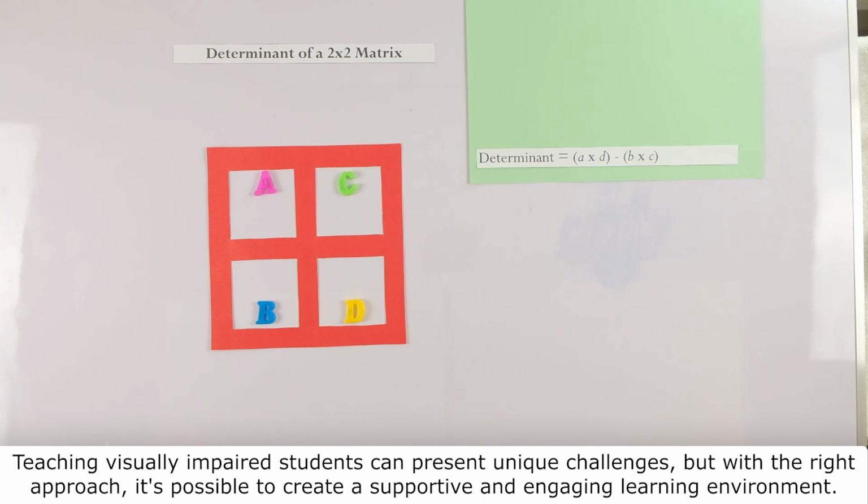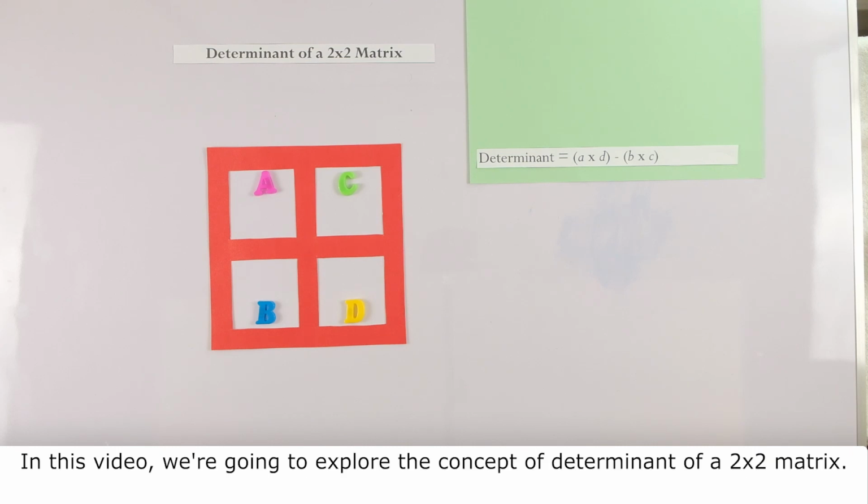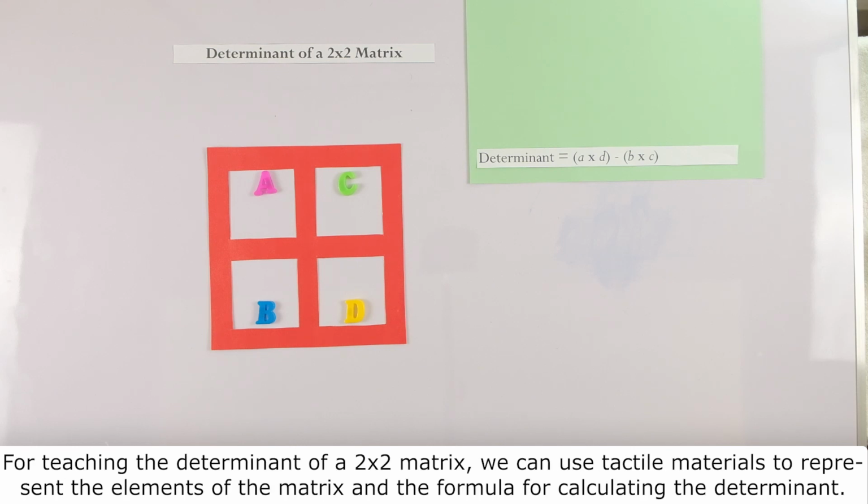Teaching visually impaired students can present unique challenges, but with the right approach, it's possible to create a supportive and engaging learning environment. In this video, we're going to explore the concept of determinant of a 2x2 matrix. For teaching the determinant of 2x2 matrix, we can use tactile materials to represent the elements of the matrix and the formula for calculating the determinant.